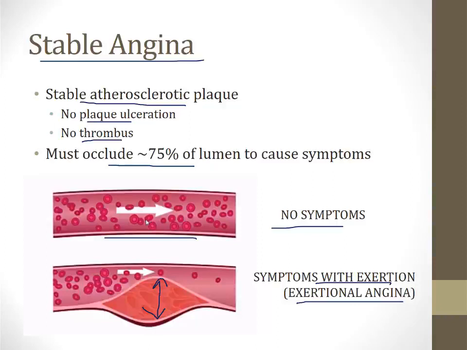And this is called stable angina for two reasons. First of all, the atherosclerotic plaque is stable, and also the symptoms are stable. Patients with stable angina only get symptoms with exertion, and the symptoms go away with rest, and this is very different from patients with other coronary syndromes.